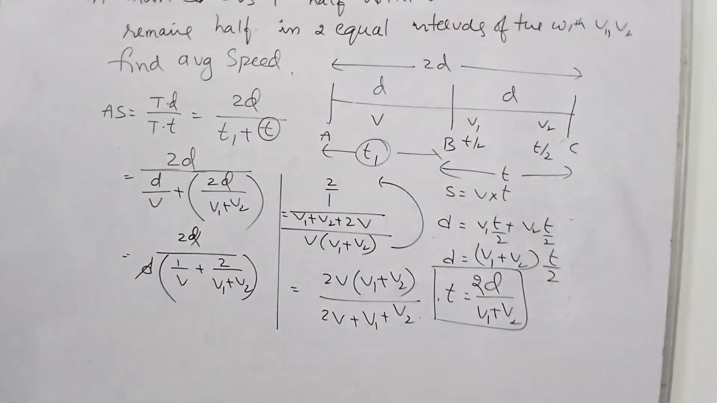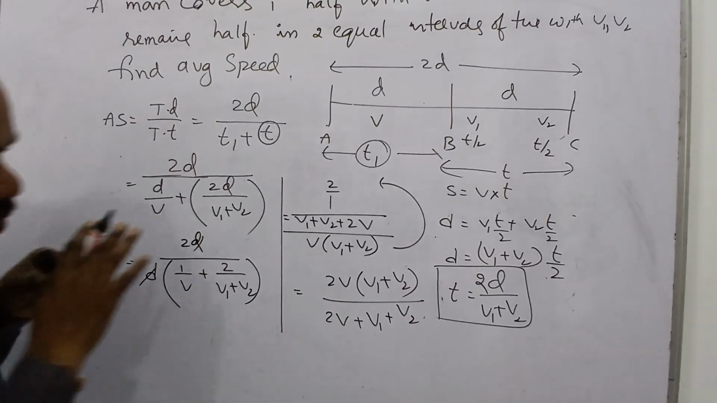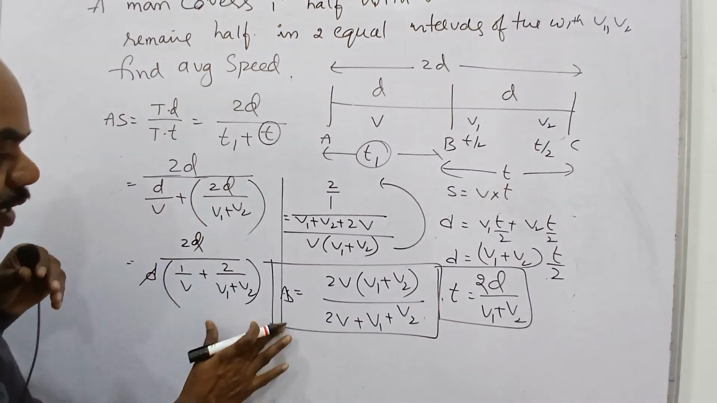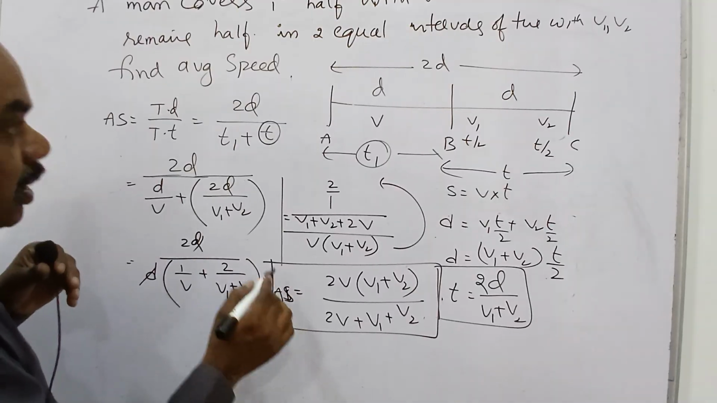This is what, average speed. Average speed is 2v into v1 v2 by v1 plus v2. Average speed formula. Listen once more.